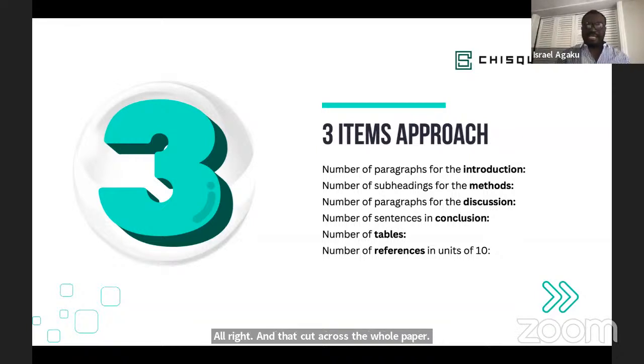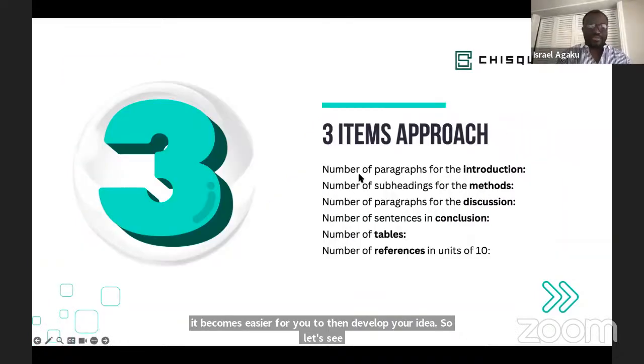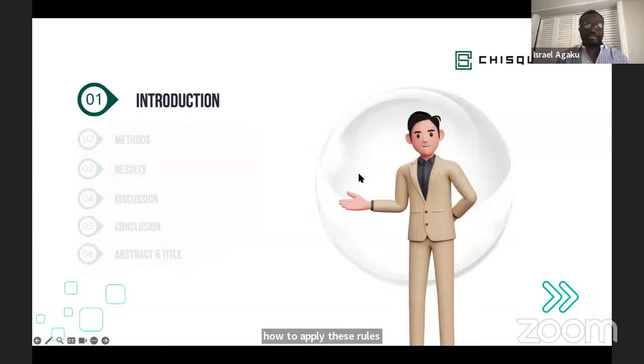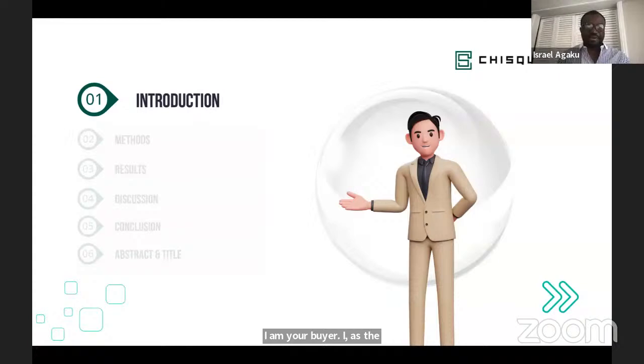So let's see how to apply these rules with the 3 items approach and see how that goes. So, introduction. Remember, you are the salesman. Your job is to sell, right? And remember that your primary audience, your buyer, is me. I, as the editor-in-chief, am the buyer, and you, the author, are the salesman.